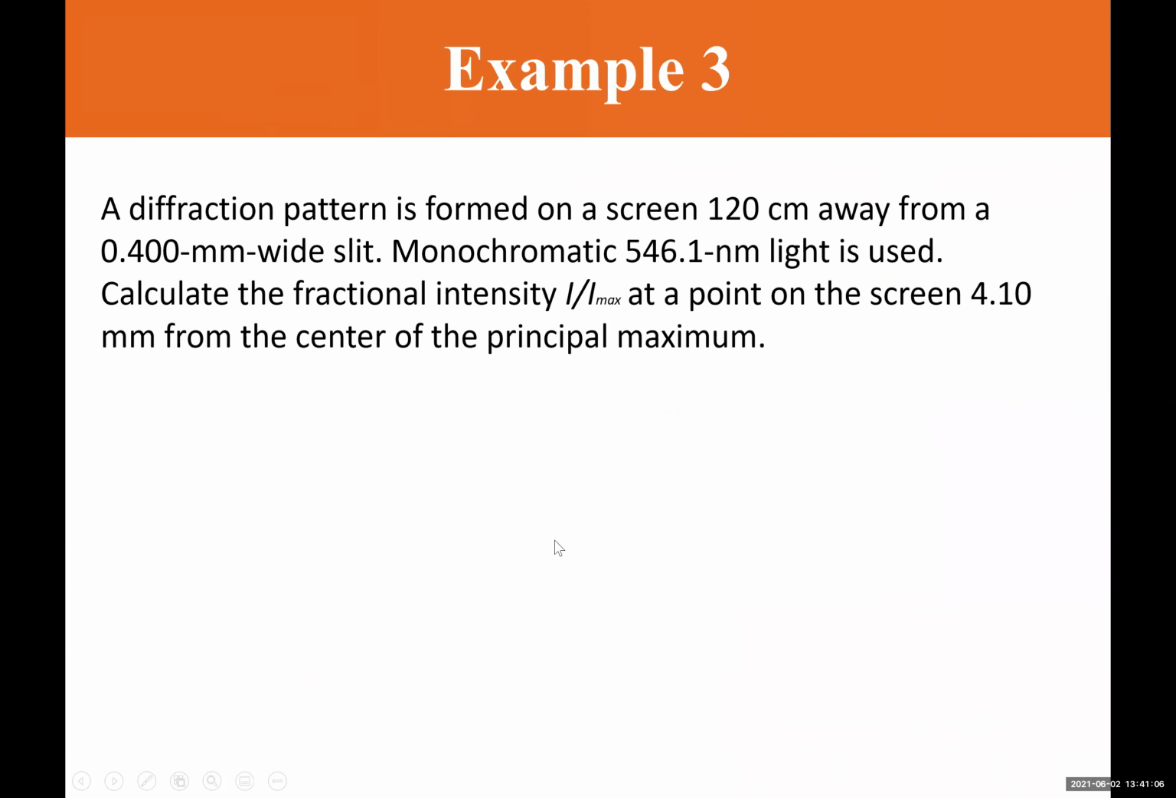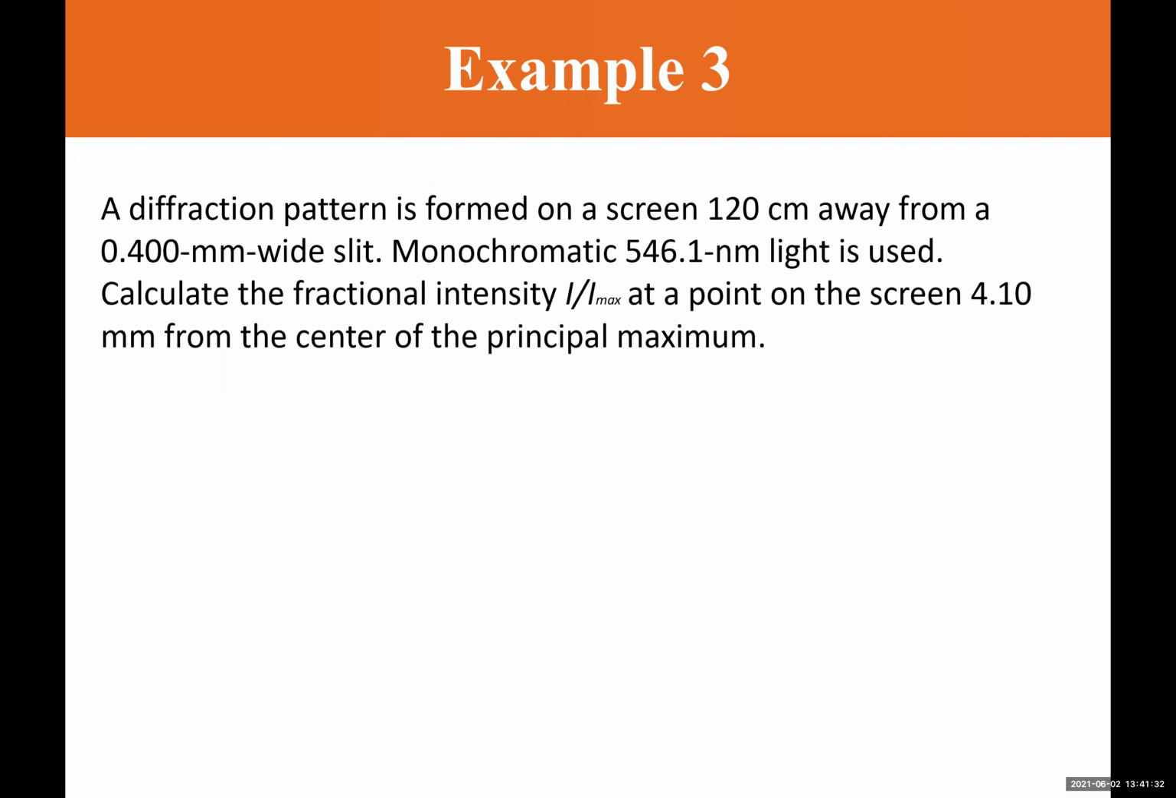All right, so let's look at an example here. A diffraction pattern is formed on a screen 120 centimeters away from a 0.4 millimeter wide slit. Calculate the fractional intensity I over I max at the point on the screen 4.1 millimeters from the center of the principal maximum.